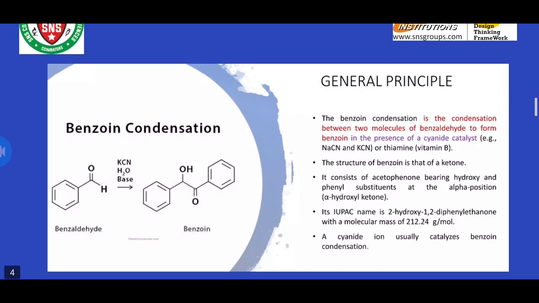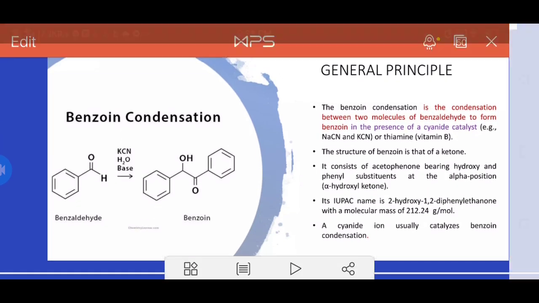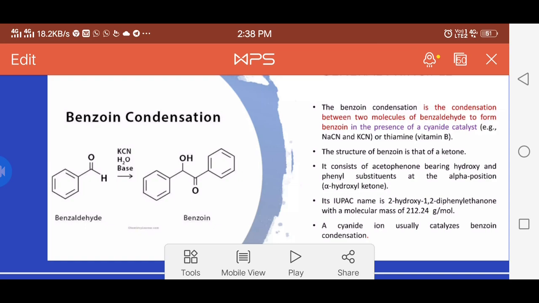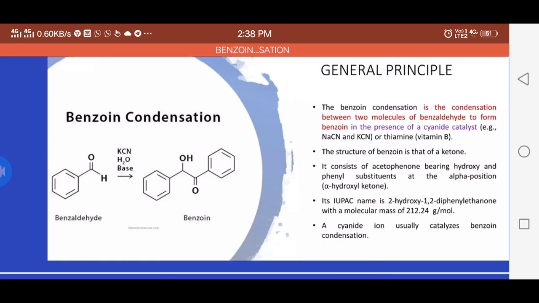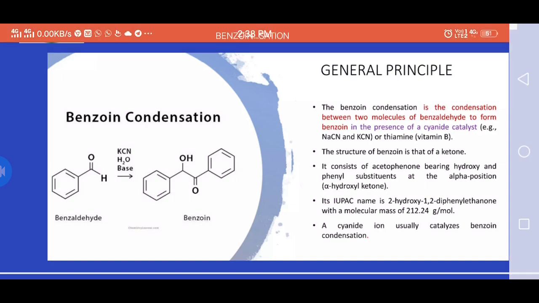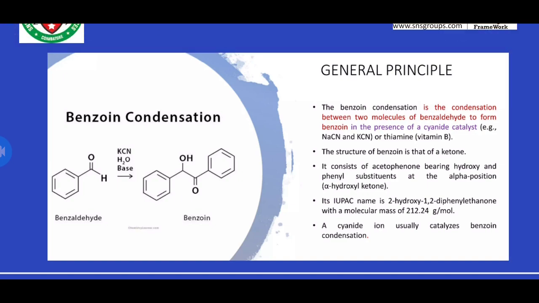Now, what is the general principle behind the benzoin condensation? See the reaction. Benzaldehyde is catalyzed by means of cyanide and a base, and you will get benzoin. First we see what is meant by benzoin condensation. Here, benzoin condensation is the condensation between two molecules of benzaldehyde. It will give benzoin. Here we are going to use a cyanide catalyst, for example sodium cyanide and potassium cyanide, or else we can use thiamine, that is vitamin B.